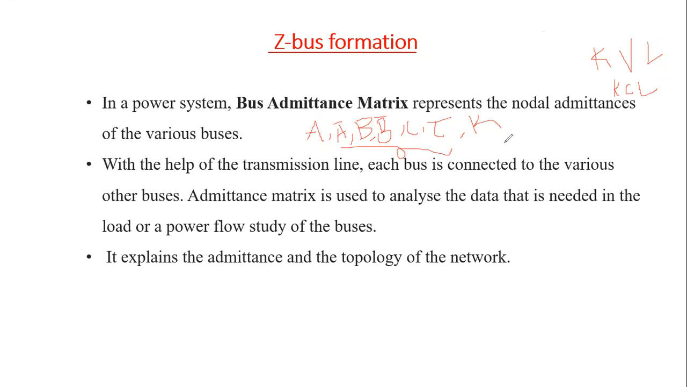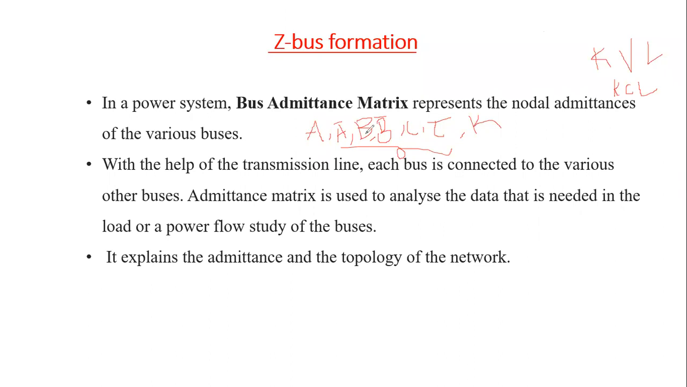And what is important for the Z bus formation? If you have n number of nodes, we can easily simplify the matrix. That's why we use the Z bus formation or the Z bus building algorithm. That is the main advantage of the Z bus building algorithm. For small networks, we use the KVL and the KCL, and as we increase the number of elements or number of nodes, we use the Z bus building algorithm.